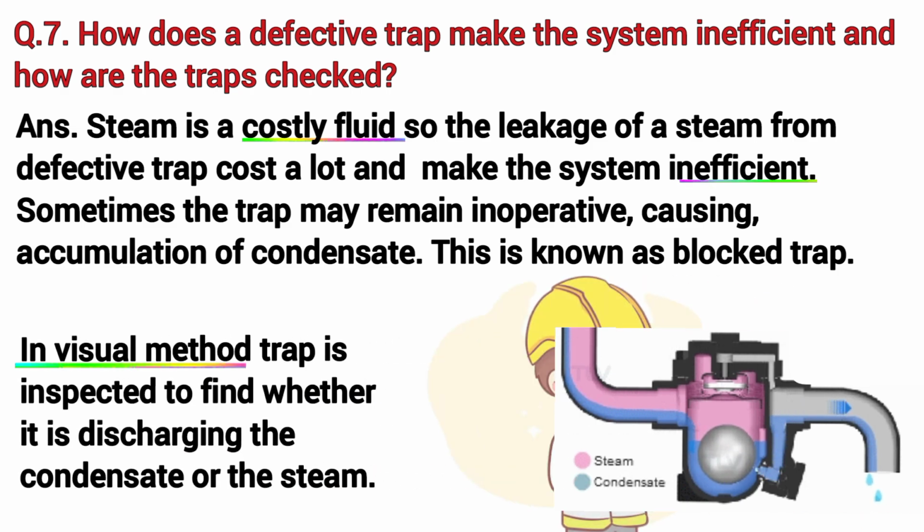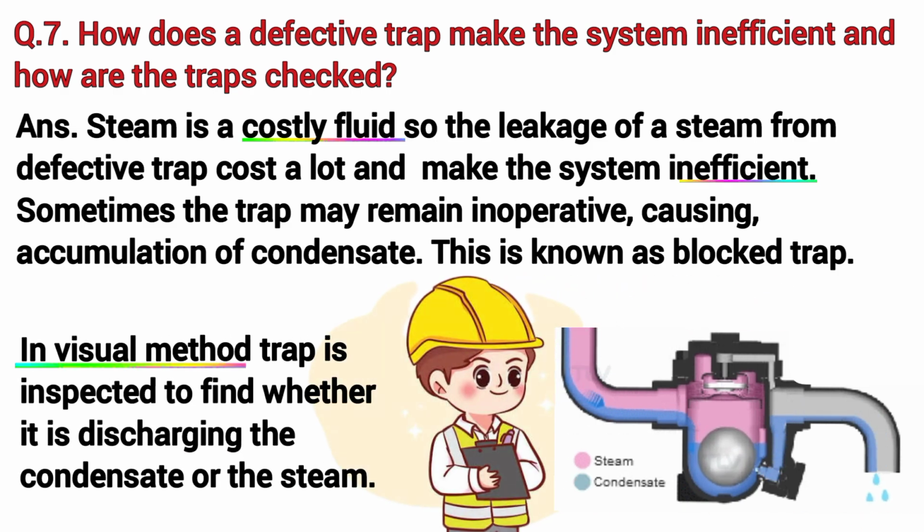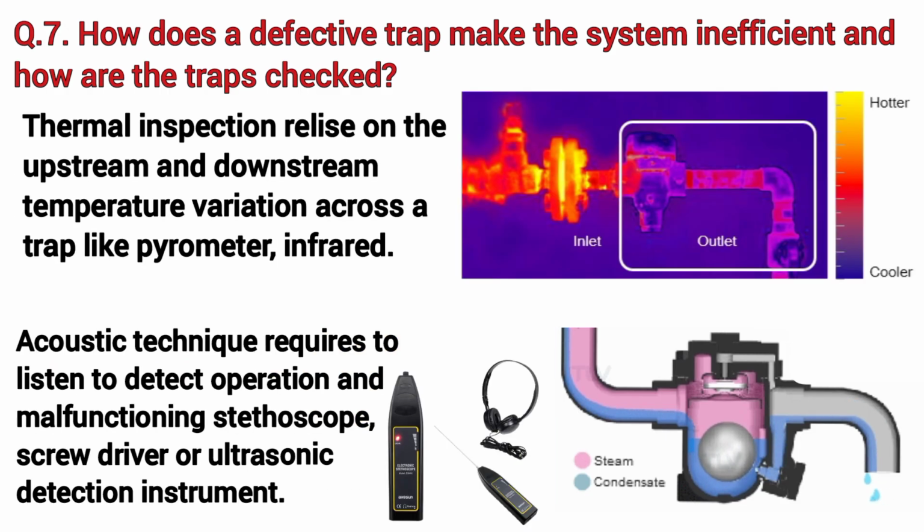In the visual method, the trap is inspected to find whether it is discharging the condensate or the steam. Thermal inspection relies on the upstream and downstream temperature variation across a trap, using a pyrometer or infrared. Acoustic technique requires listening to detect operation and malfunctioning, using a stethoscope, screwdriver or ultrasonic detection instrument.